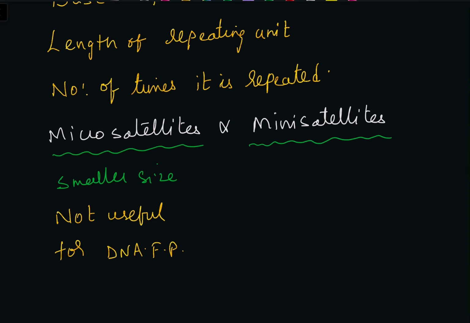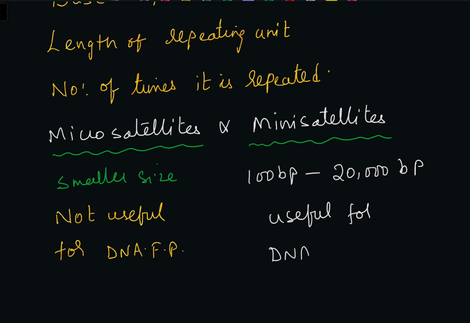The mini satellites range in size anywhere between 100 base pairs to 20,000 base pairs. Okay, so this is useful for our technique. Now let us talk about the mini satellites. I hope this is clear now.